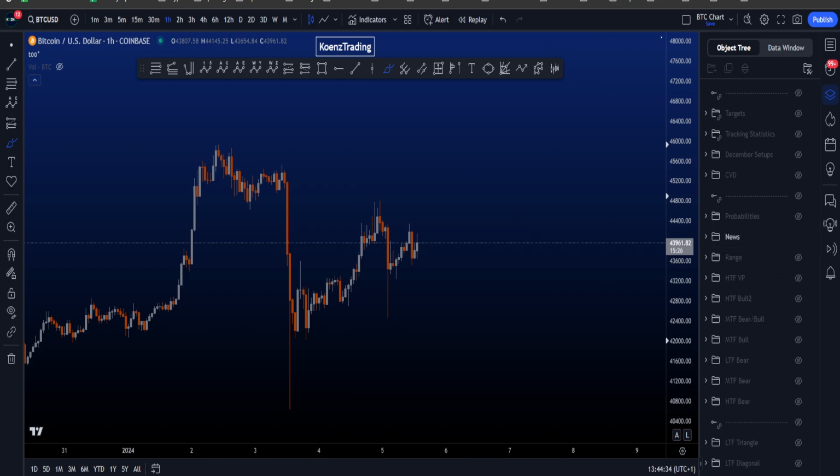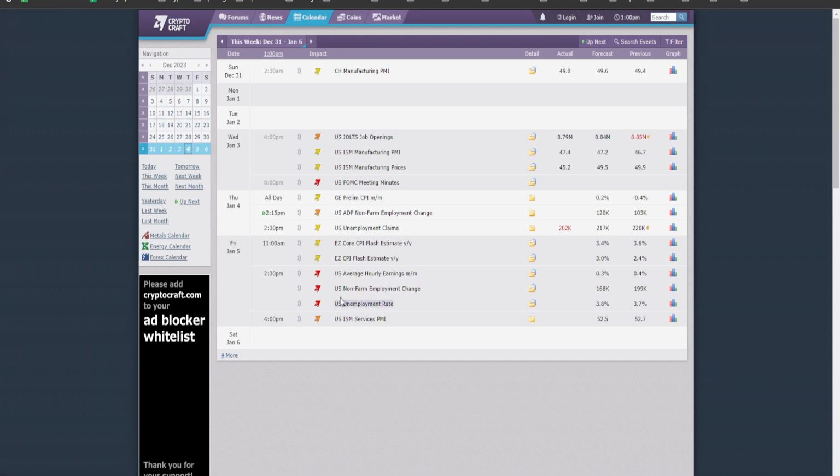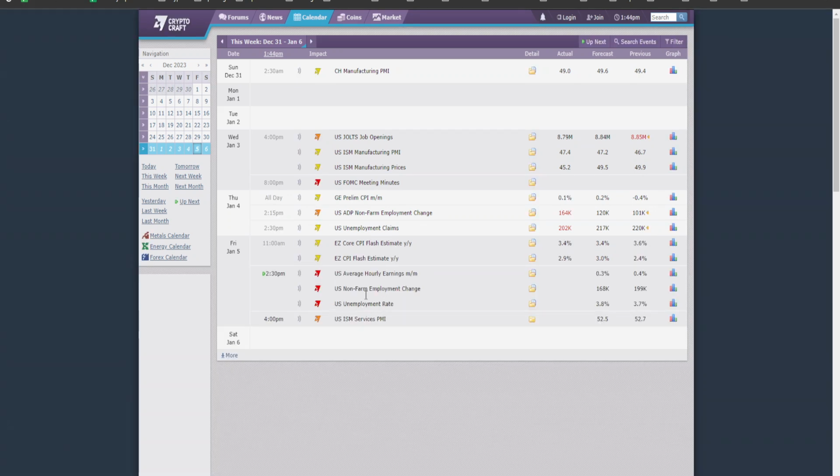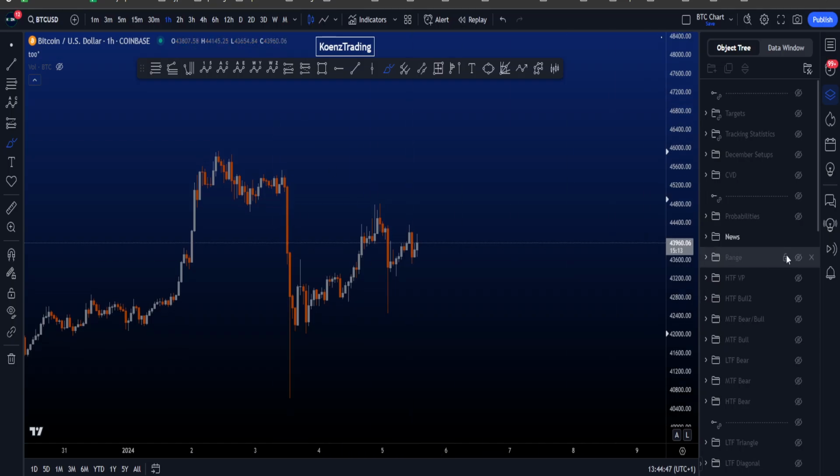Now, we do have some news today as well, so make sure you trade safe. 2:30 p.m. Central European time, right? Volatility might increase, red flags over here, so it's important. So make sure that around these hours you trade safe.